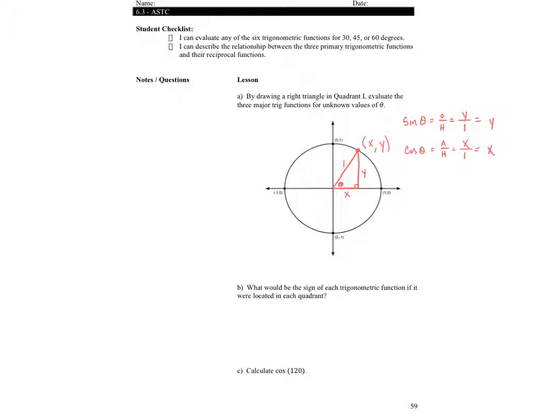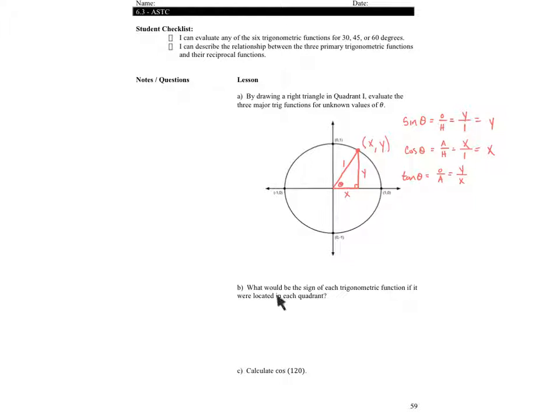And then, if I want to find tangent, I need opposite over adjacent. The opposite side length is y, the adjacent side length is x. So that says if I need to know tangent, I'm just going to divide my y coordinate by my x coordinate. And that works great for quadrant 1.